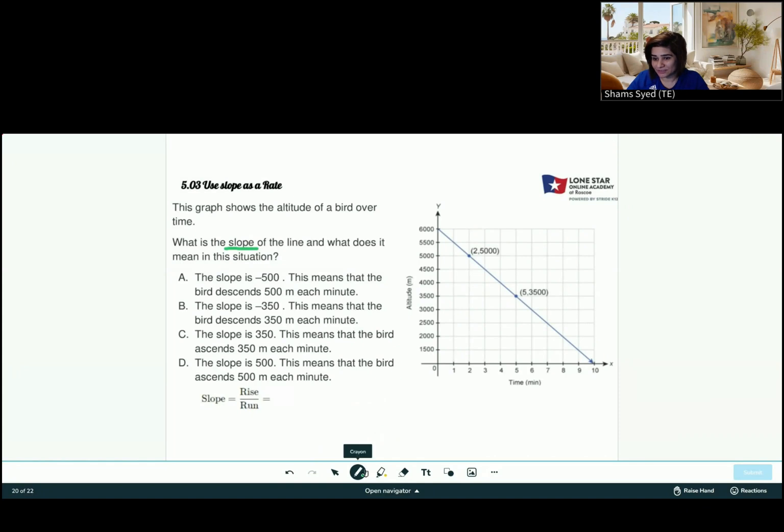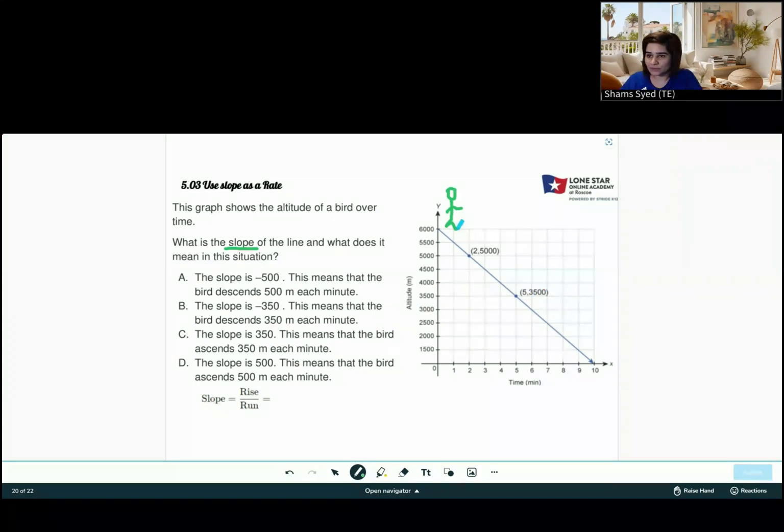Let's get started. I know that 2 points are given. It's always encouraged to use the points that are given. So let's use the given points, although I would love to mark my y-intercept. But we will just follow the points that are given. On my assessment, whenever I give you points, like these 2 points, (2, 5,000) and (5, 3,500), please make sure to use the points that are given.